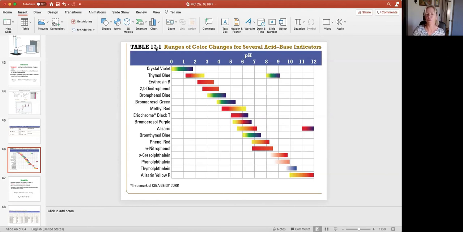So I'm going to end part 2 here, and then in part 3 we're going to switch gears and talk about solubility of ionic compounds.